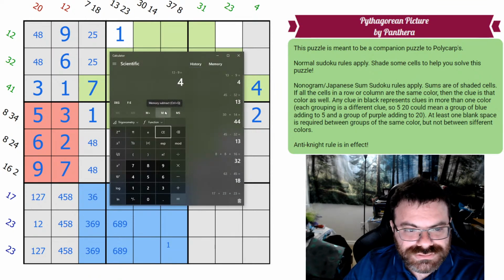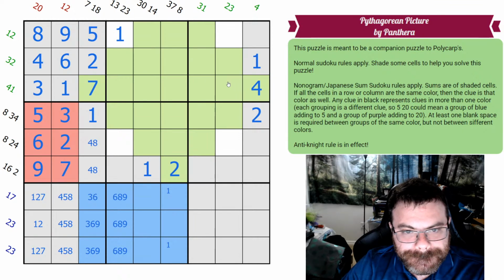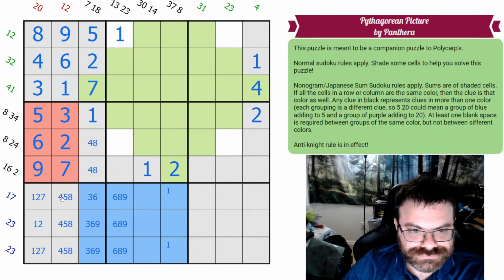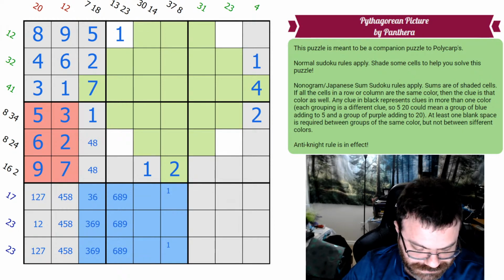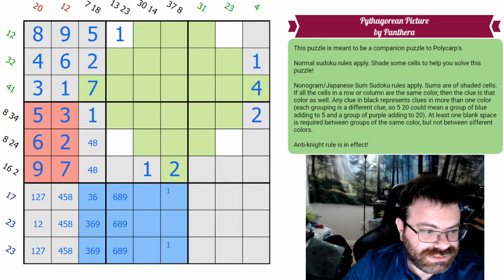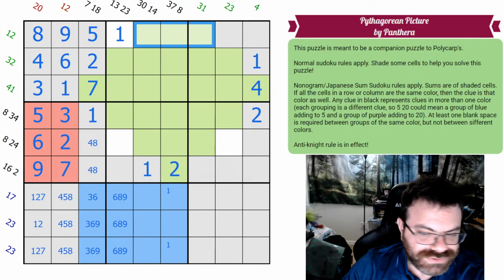So now I need 7. So this is a 4. That can't be 5. So that's a 1. So 12. This has to be 3 long now. And it's 2, 3, 7 or 2, 4, 6.